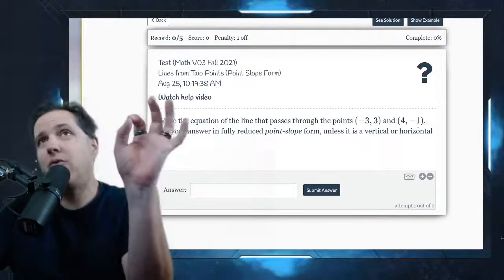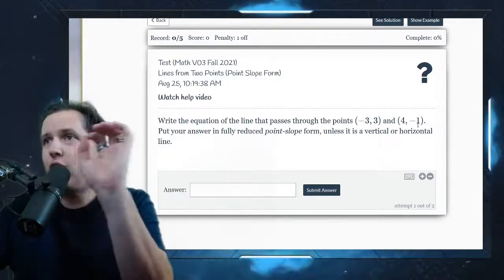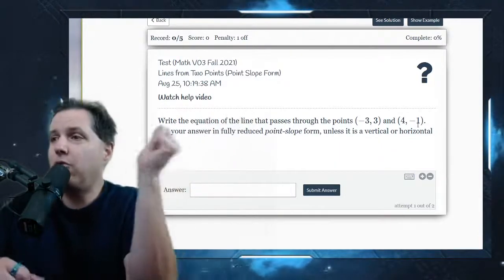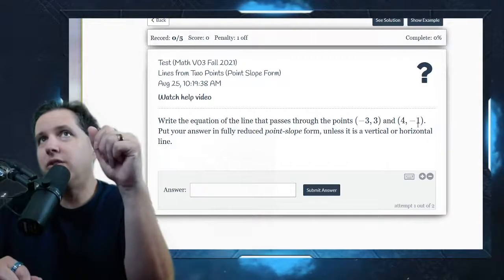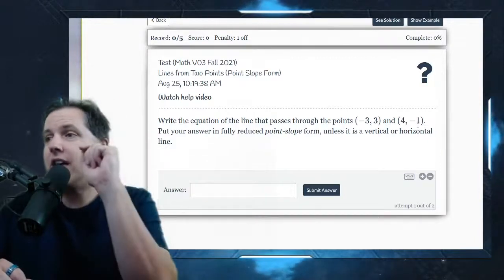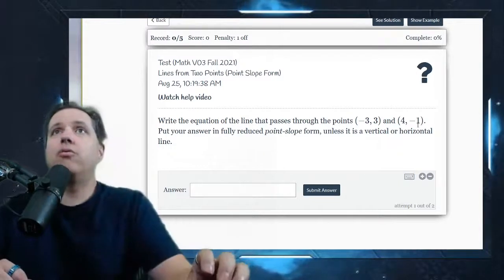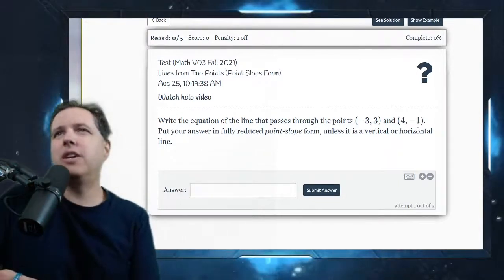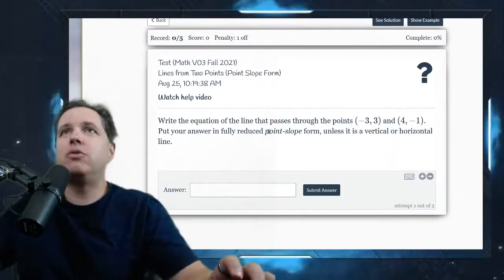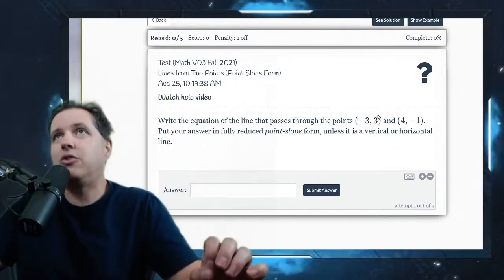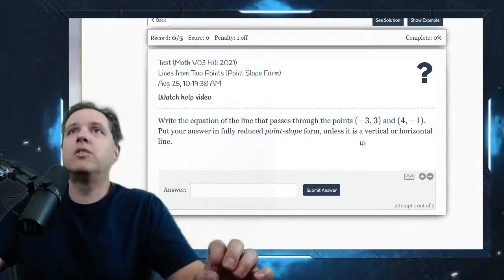Remember what I was saying: the default should always be slope intercept form. So if it ever doesn't say what form to put your line in, use slope intercept. But here they're specifically telling us to put it in point slope form. So we want to go through and do that. That's actually a little bit of a strange way to do it, a fully reduced point slope form. But anyways, I guess they don't want to ask too much in this one problem. So let's take a look.